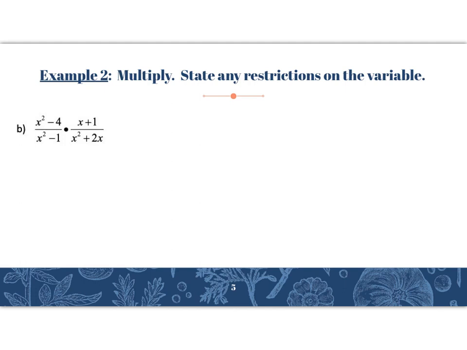Again, let's deal with all of our factoring first. So x squared minus 4, that factors to x plus 2, x minus 2, and then we also have a factor of x plus 1 on top. And then on bottom, we have x minus 1, x plus 1 times x plus 2.